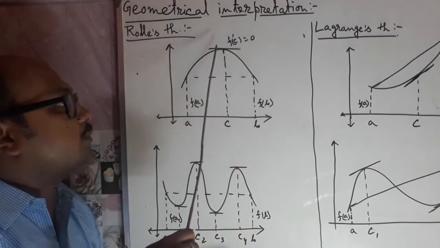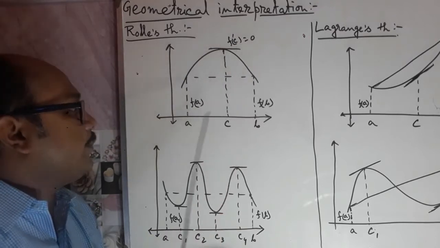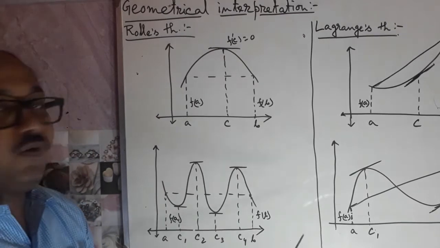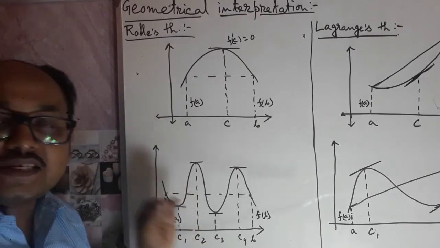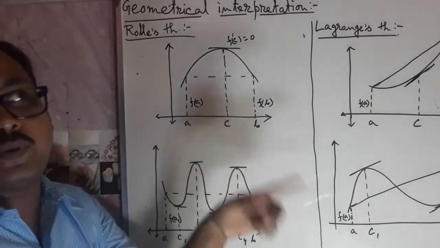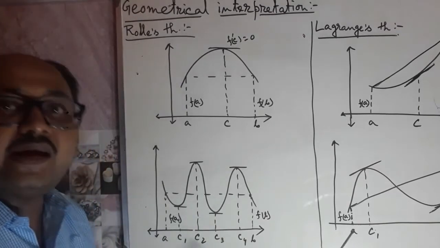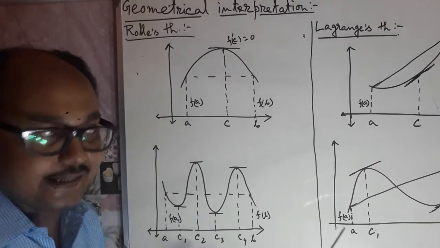Okay, first order derivative 0 means the slope of the tangent is equal to 0. That is, the tangent is parallel to the x axis. Here you can see the significance of the words "at least one point c in the open interval (a, b)". Why at least one point? There may be more points that exist.